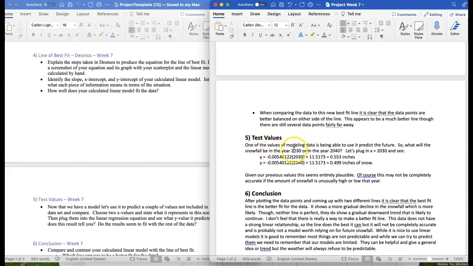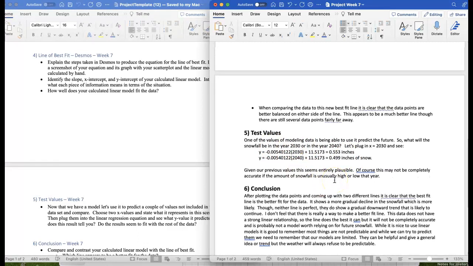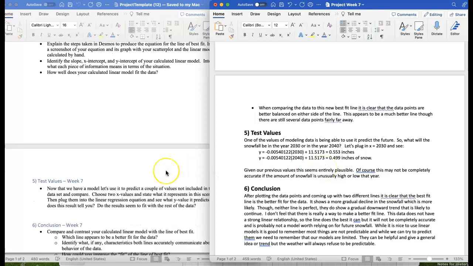So I can choose, let's see how much snowfall there's going to be in 2030 or 2040. We can plug in the values and see what those answers mean. Do we think that that's accurate? It's probably going to be close, give or take a couple of inches, but it's plausible that it could happen. It also could be a random year where it's completely different.